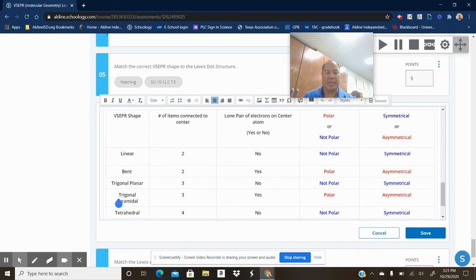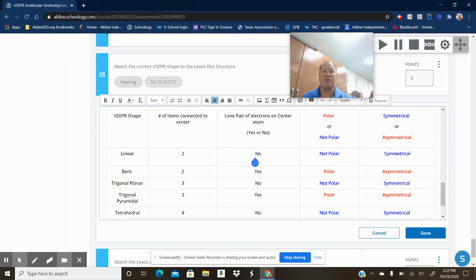Now the other ones, linear, trigonal planar, and tetrahedral, don't have lone pairs, right? It's just bonds. So when you have just bonds, it's not polar, because everywhere you look at this thing, it looks the same. And since it's not polar, it's very symmetrical. It all looks the same, top, bottom, left, right, like identical twins. So that's how you work it.